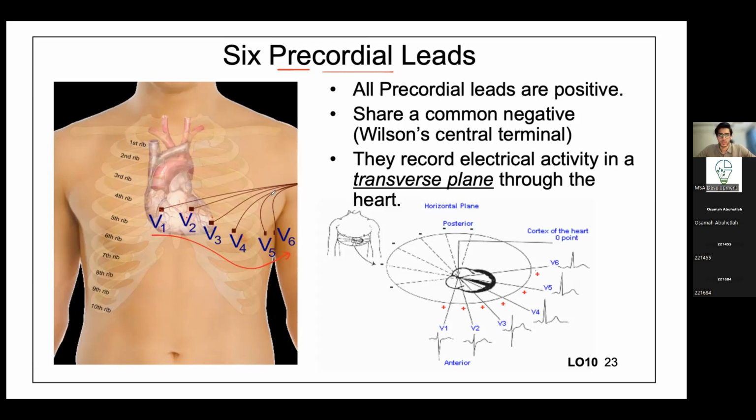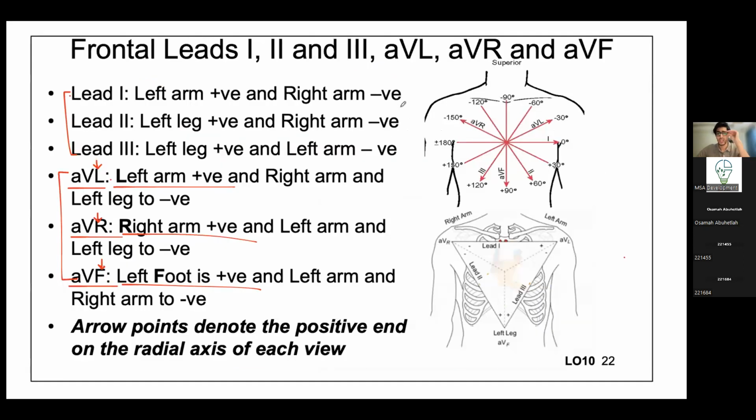Okay, so we have a few questions. Let me just repeat the earlier slide here. We have a bunch of leads: standard leads, limb leads, and then the precordial leads. In totality, there are 12. The standard leads are leads 1, 2, and 3. As I said before, leads have a positive electrode and a negative electrode. In lead 1, the positive electrode is attached to the left arm. In lead 2, the positive electrode is attached to the left leg. In lead 3, the positive electrode is attached to the left leg.